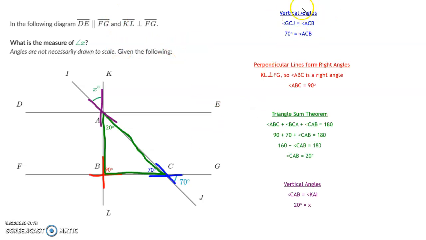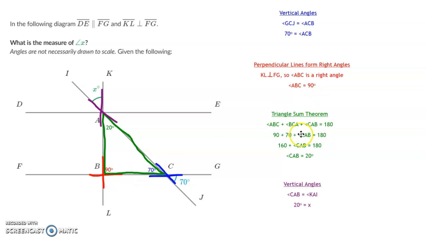That first step we're going to take is vertical angles. We know that if this angle is 70 degrees, then this angle must be 70 degrees. These two angles are vertical. In other words, they share the same vertex, and they are on opposite sides of that intersection. Second thing we can do is say that perpendicular lines form right angles. Since KL and FG are perpendicular, that's these two lines, that means that this angle here is 90 degrees. That means it is a right angle.